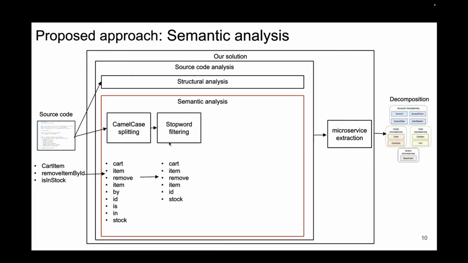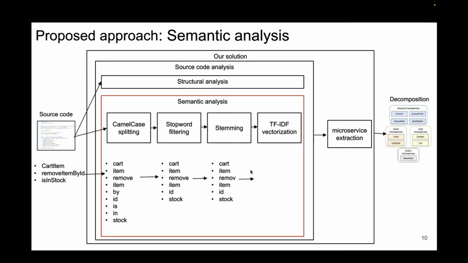Then we filter out the stop words like by or in. And then we apply a stemming step. So this reduces certain verbs into their stem. For example, remove has become remov without an e at the end. And then we apply a TF-IDF vectorization step over the whole dataset. So the output of this analysis phase is an n by v matrix, where n is the number of classes and v is the number of words within the vocabulary.